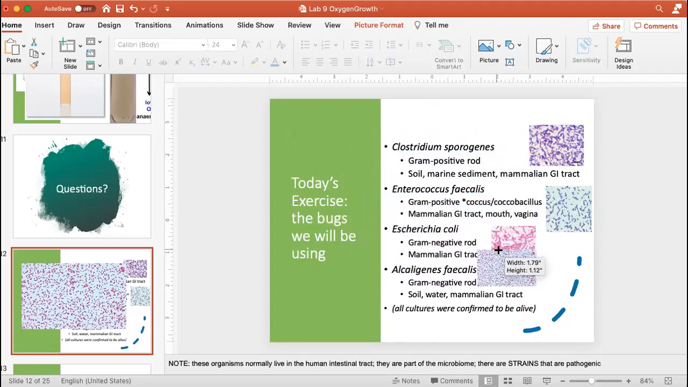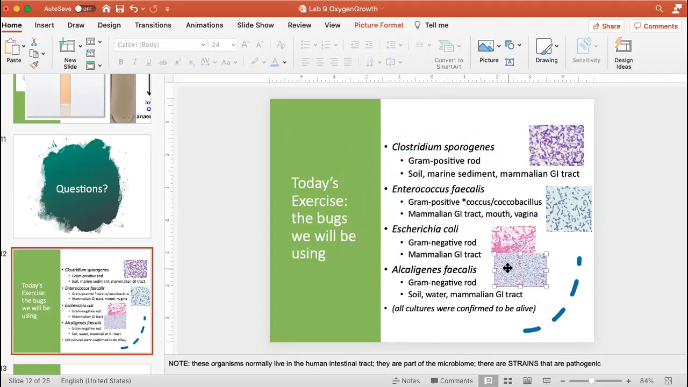So we have two gram-positive organisms and two gram-negative organisms that we're working with today. Two of them only live in the intestine, or at least in the body. Two of them can be found in the intestine, but they can also be found out in the world, out in certain environments.